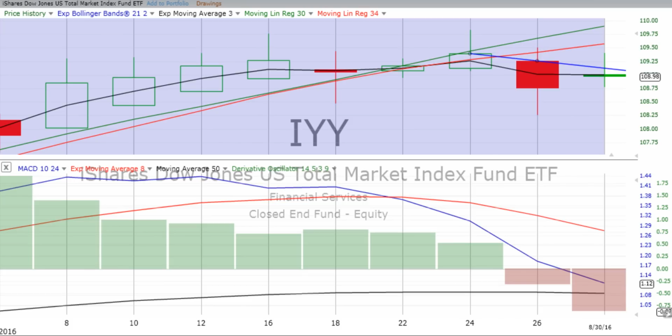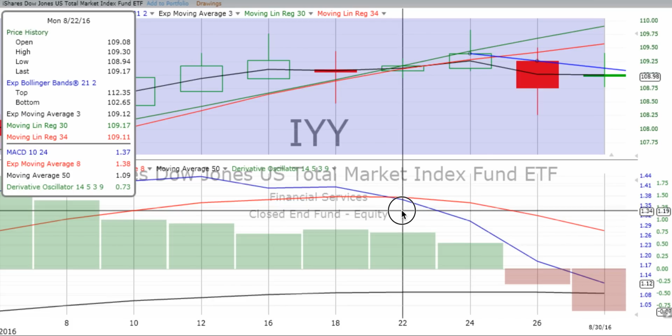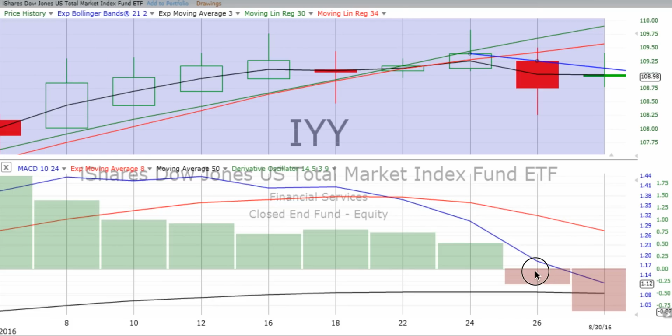We're going to jump right into the market. What do we see with IYY, which is a total market index fund? In other words, it tracks the whole stock market. What do we see going on here? Well, it crossed over going down back on the 22nd of August. We didn't see the derivative oscillator flip over until the 26th. That day, well, that two-day candle, we had a huge down move on that candle.